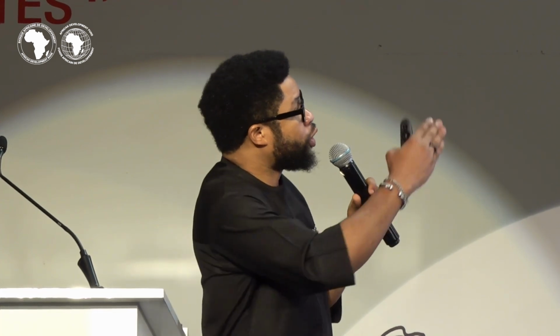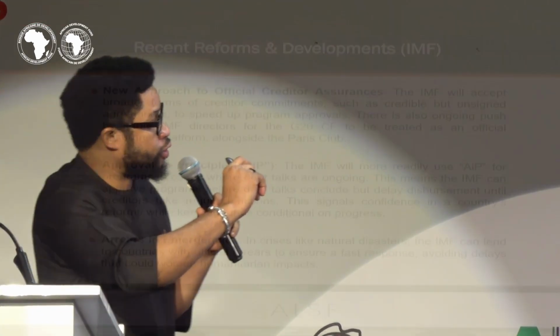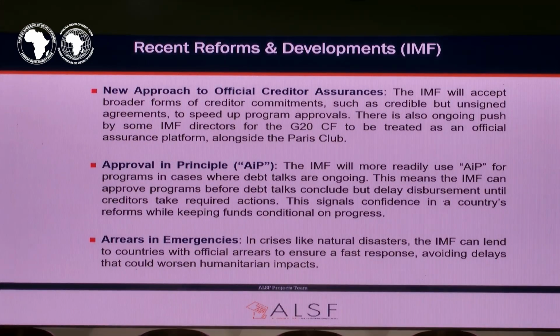We have not seen a new request under the common framework since 2023, I believe. And so perhaps when we see the new request, we'll see how the IMF would act, hopefully in accordance with its new principles. Because all of these principles were really established post-Ghana, post-Zambia, out of lessons that were learned in those restructurings. And there's also a new approach to creditor assurances, which is on the slides, and I do not want to insist on that.